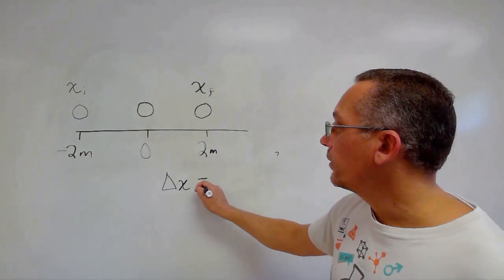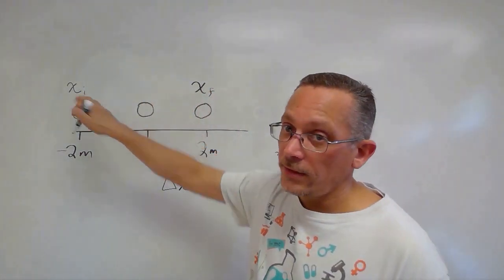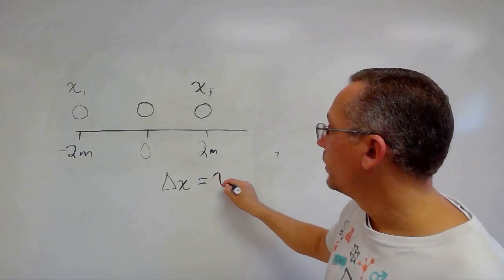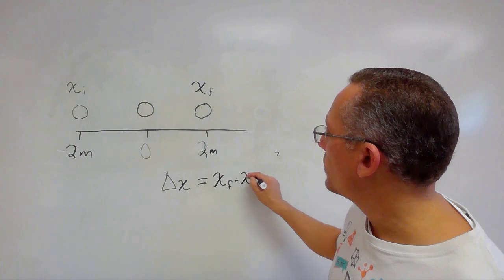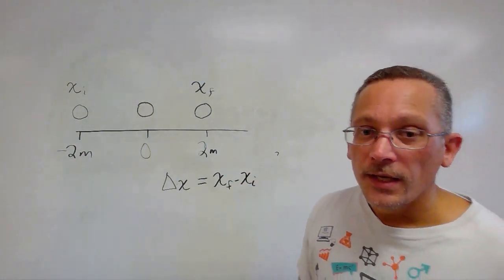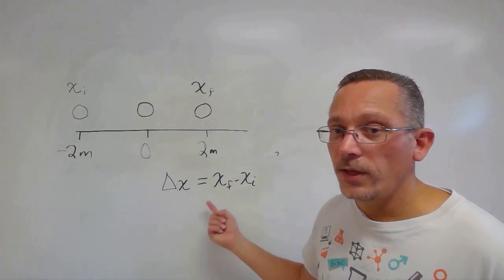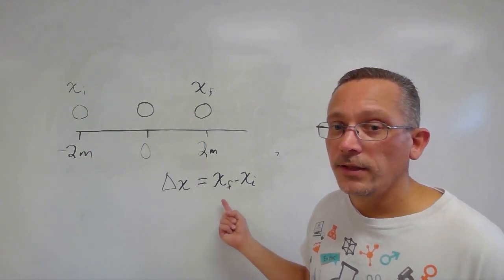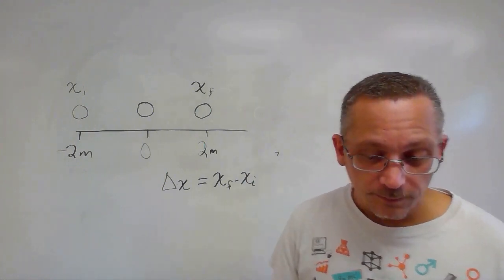I can easily calculate that by taking the final position of the object and subtracting the initial position of the object. So delta x equals x sub f minus x sub i. It looks fairly complicated, but it's really simple. If you want to know how far it is from where it started, take its final position and subtract its initial position.